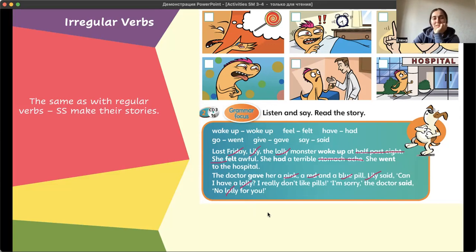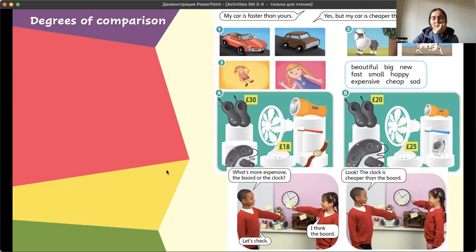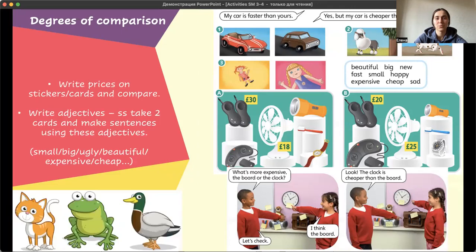Okay, so next, here we have degrees of comparison. And I really like these tasks in the book. There are many of them where students can compare different gadgets, toys, or even things in the classroom. So to compare things, we can write prices, for example, on stickers or on our flashcards. Yes, and take them and compare.